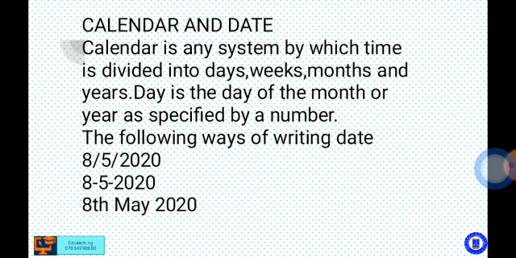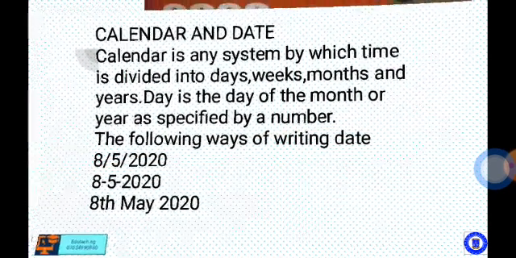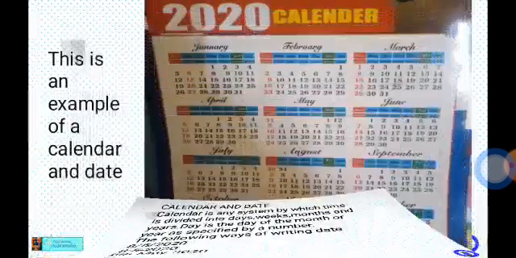Now when we talk of date, date is the day of the month or year as specified by a number. So there are many ways of writing date. Some people write date like this: 8/5/2020. Some write 8-5-2020. Some also write 8 May 2020. They are all correct.